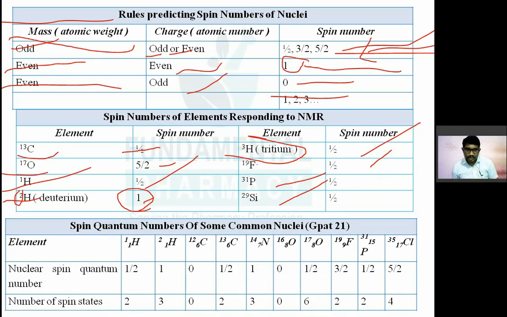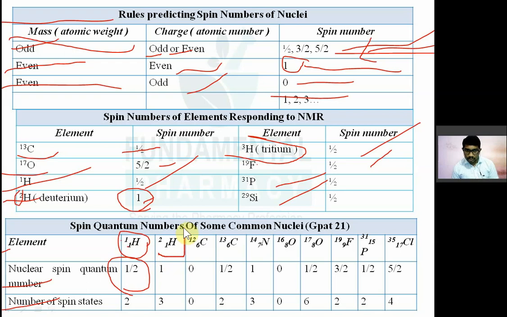Likewise, you can see again over here the element, then the nuclear spin quantum number and the number of spin states. The first one is hydrogen, denoted as 1. Its atomic weight is 1 and its atomic mass number is also 1, that is 1.0. Its spin quantum number will be 1 by 2, a half integral, so it will have 2 spin states. One state will be plus, one state will be minus. Likewise, for example, if you take deuterium, that is an isotope of hydrogen.